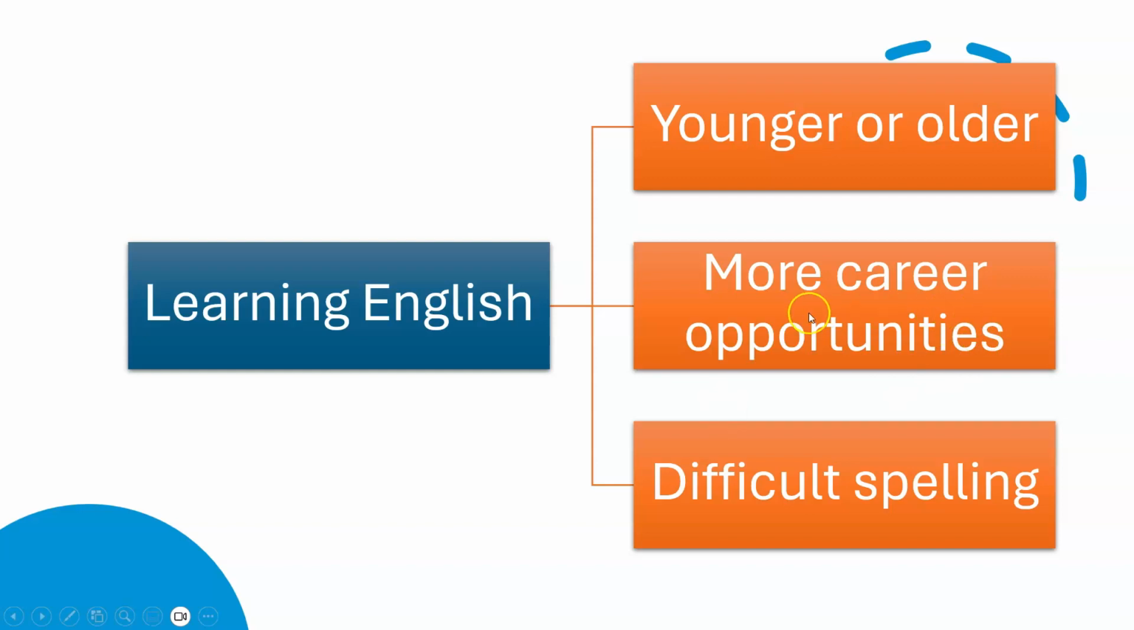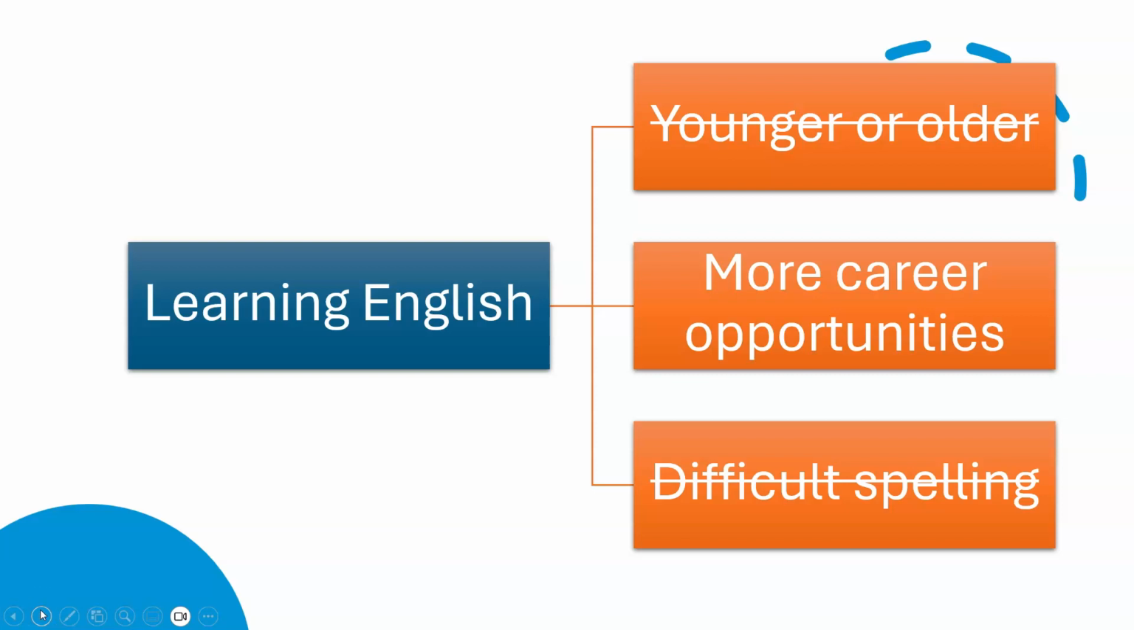So career opportunities is a result. First we learn English, next we have more career opportunities. But is it true that first we learn English and then it's difficult to spell? No. Or that first we learn English and then we are older or younger? No, that is not the way it works, right? So these 2 things are not effects. And that's why when we're working on this style of essay, we must keep a very strong focus on effects.